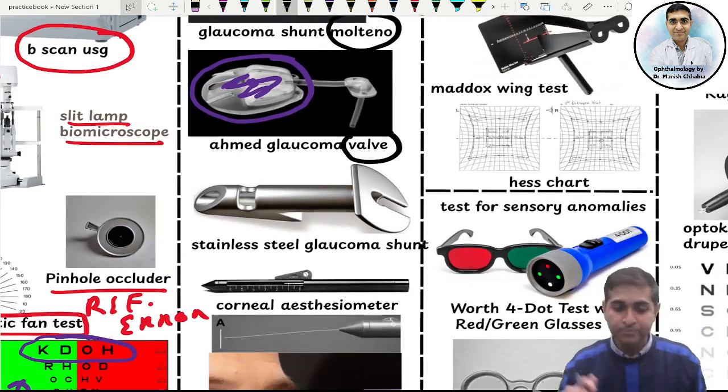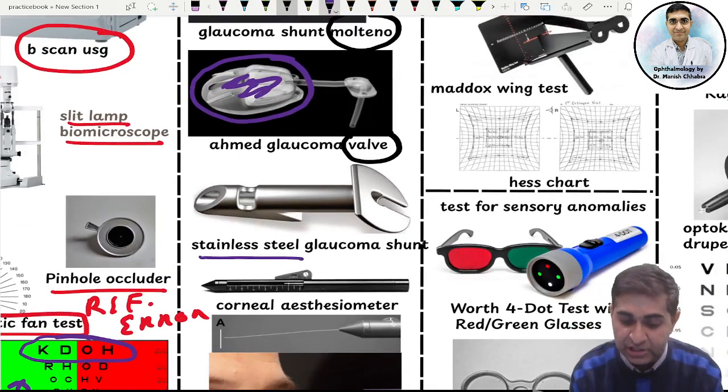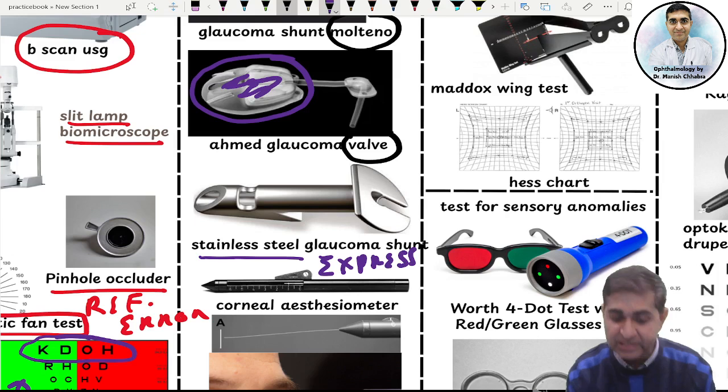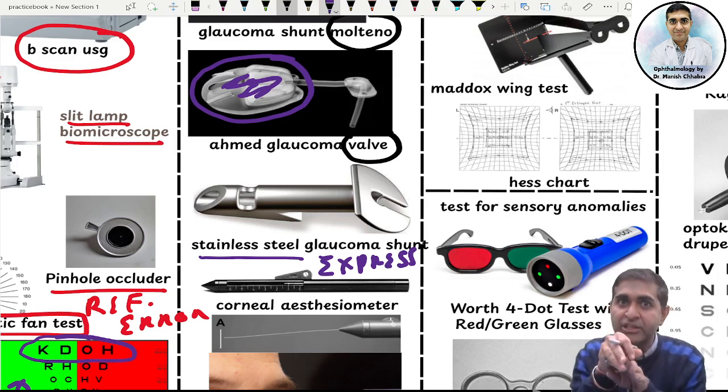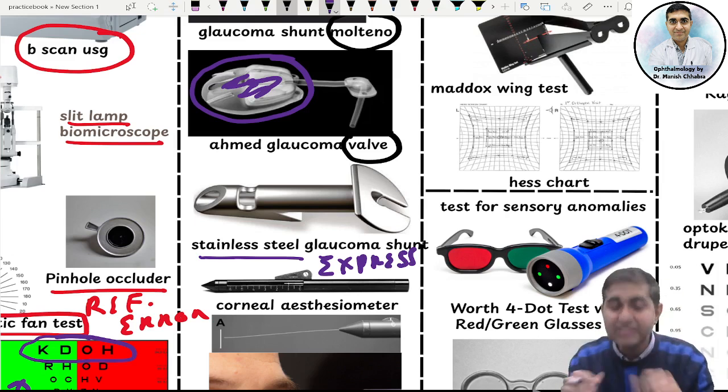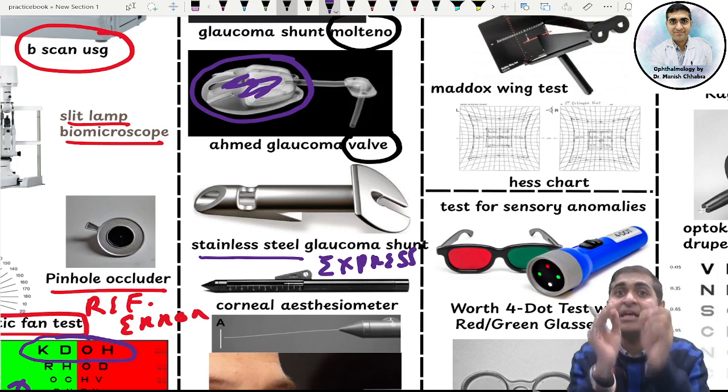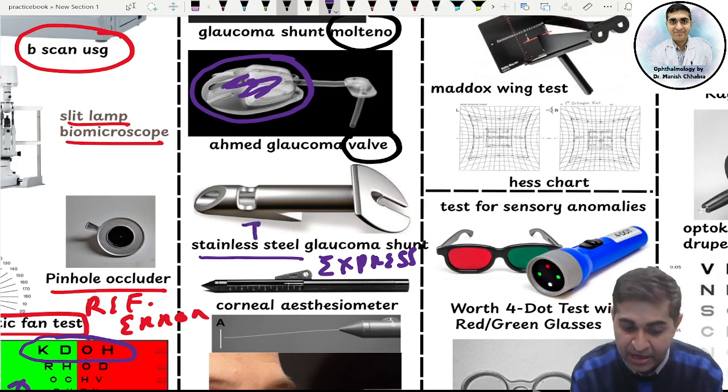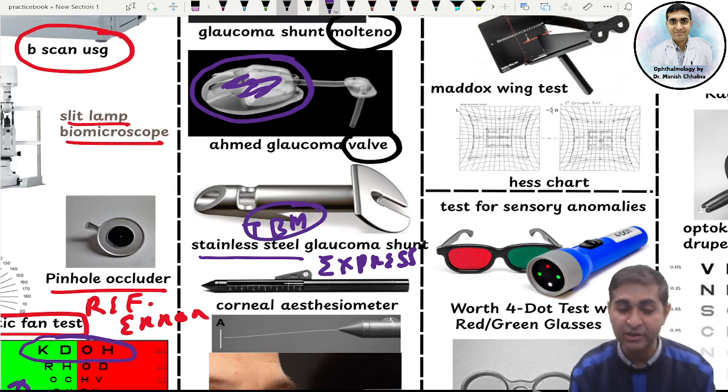Okay, now this is your stainless steel glaucoma valve. So this is your Express implant. One part of this implant is in the anterior chamber, while the other part of this implant is in the canal of Schlemm. So basically you have bypassed the trabecular meshwork. So this is a trabecular meshwork bypass stent.